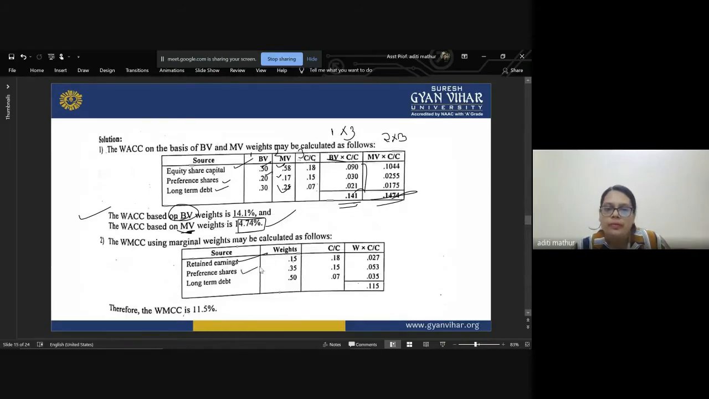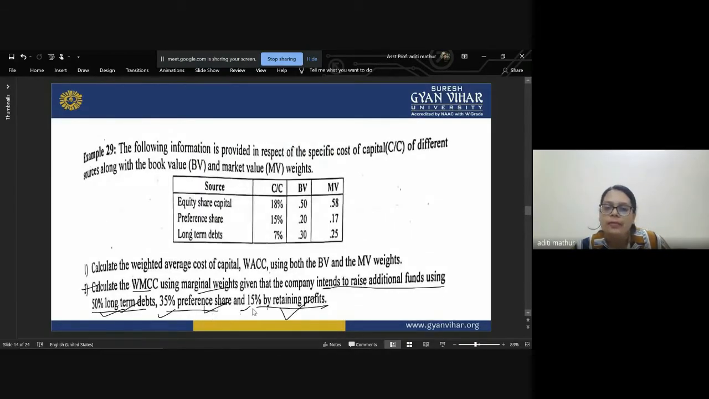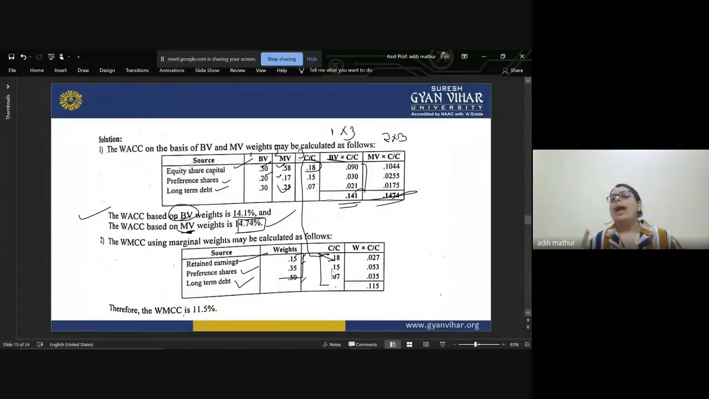So retained earnings, preference share, and long-term debts, their associated weights they have given to us in the question. See 50, 35, 15. So it is 15, 35, 50. Then the cost is also given to us because we know the cost of equity, which is 18, and that will be the same for the retained earnings because we don't have any T amount and B amount, so it is going to be the same. Then the preference, it is 15%, so 15%.